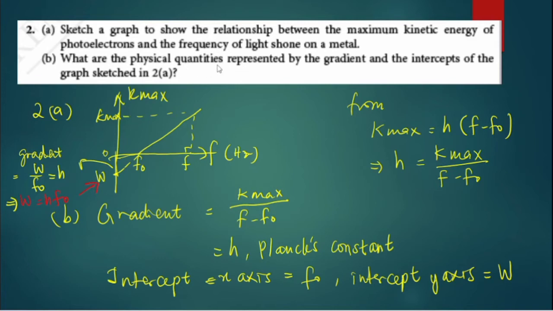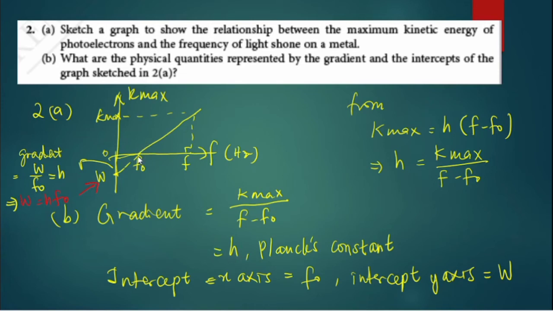B. What are the physical quantities represented by the gradient and intercept of the graph sketched in 2A? From here, the gradient equals K maximum divided by f minus f0. If we put one point here, at f, the value of K maximum, we just call it K max. So the gradient of this line equals K maximum divided by f minus f0. From Einstein's photoelectric equation, we have K maximum equals h(f minus f0). From here we get h equals K maximum divided by f minus f0. Thus, the gradient of this graph actually equals the Planck constant.